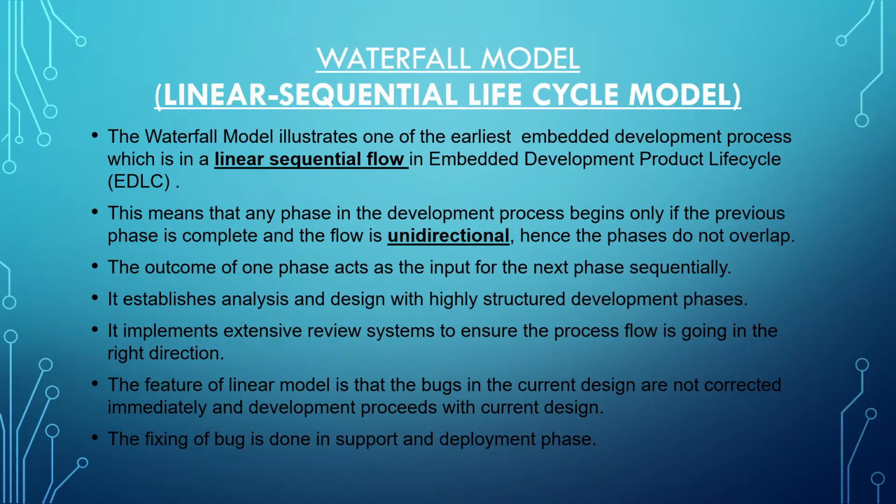The feature of the linear model is that the bugs in the current design are not corrected immediately, and development proceeds with the current design. The fixing of bugs is done in the support and deployment phase. The waterfall model is a sequential model that divides software development into predefined phases. This is a linear sequential flow in which progress is seen as flowing steadily downwards through the phases of software implementation. This downward flowing concept of this SDLC is what gives it the name waterfall model.